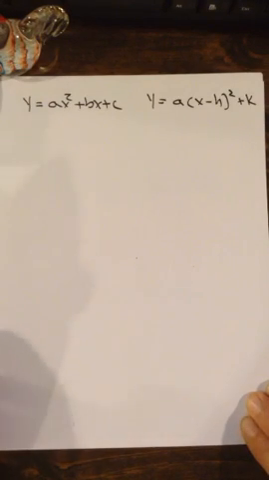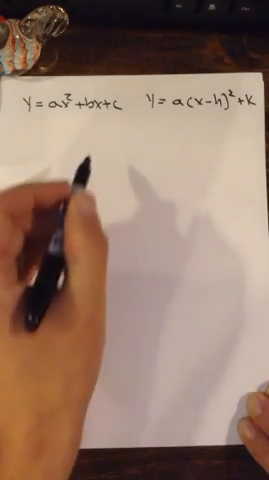Now, how we're going to do this is a process called completing the square. You already know how to put it into vertex form for a reason, but now we're going to solve it by completing the square. So let's give you an example.